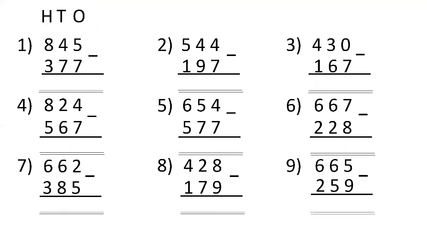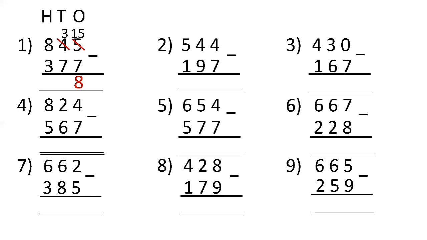Okay, another example. Here you need to identify ones place, tens place, and hundreds place as well. Number 1, 845 minus 377. We cannot subtract 5 by 7, so we need to borrow. Cancel 4 becomes 3. 5 becomes 15. 15 minus 7, that is 8.